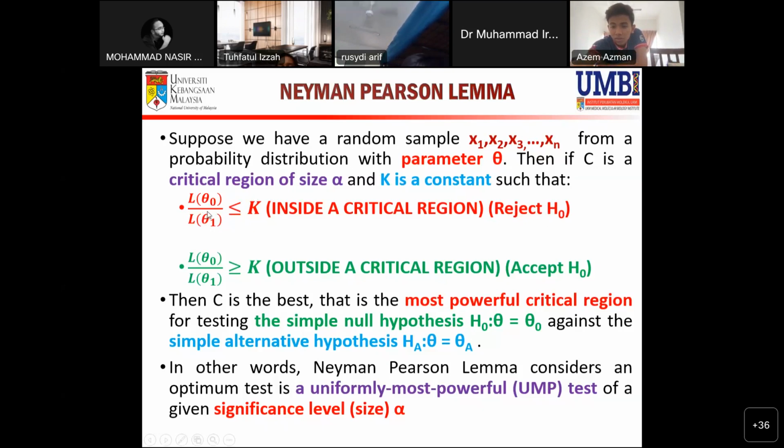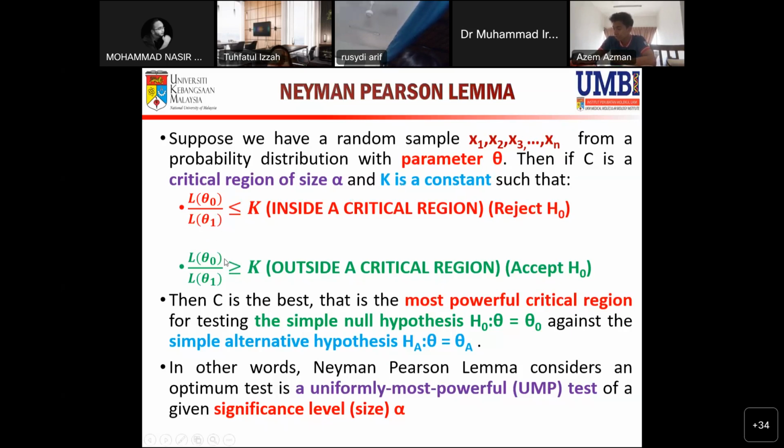So in this case, the likelihood under the null hypothesis is smaller than the likelihood under the alternative hypothesis, and because of that the ratio becomes very small, below K. So in this case, we will be in the critical region. So it's sensible, because the likelihood under the null hypothesis is smaller than the likelihood under the alternative hypothesis. So when it's inside the critical region, we reject the H naught.